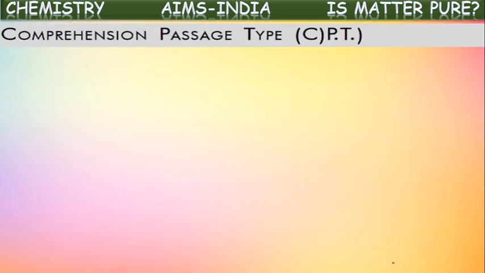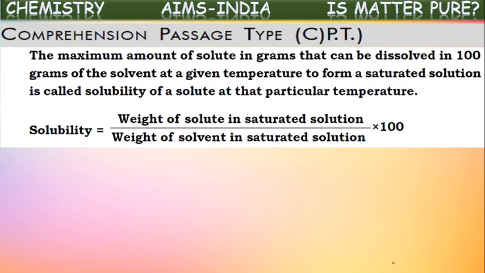Next, comprehension paragraph type questions. Let us first see the paragraph given here. Based upon that, we can see some questions. See the paragraph. The maximum amount of solute in grams that can be dissolved in 100 grams of solvent at the given temperature to form a saturated solution is called the solubility of a solute at that particular temperature. To calculate the solubility, a formula is also given: weight of the solute in grams by weight of the solvent in grams into 100 in a saturated solution.